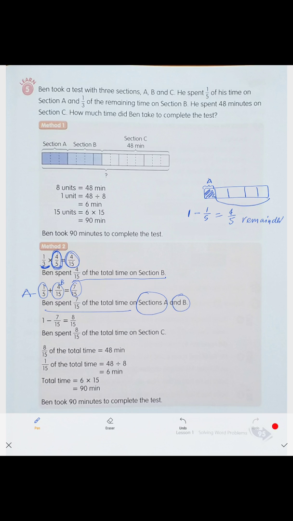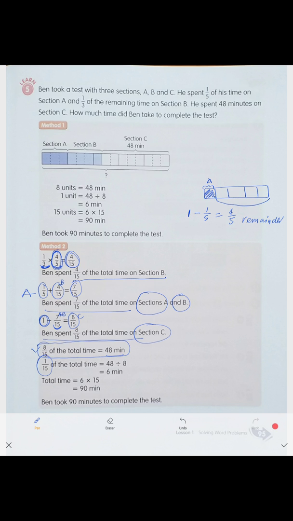Okay? How do we find section C now? Now 1 is the whole total time minus section A and section B. We get section C, 8/15. Ben spent 8/15ths of the total time. Now we know this from the problem condition: 8/15ths of the total time is 48 minutes.